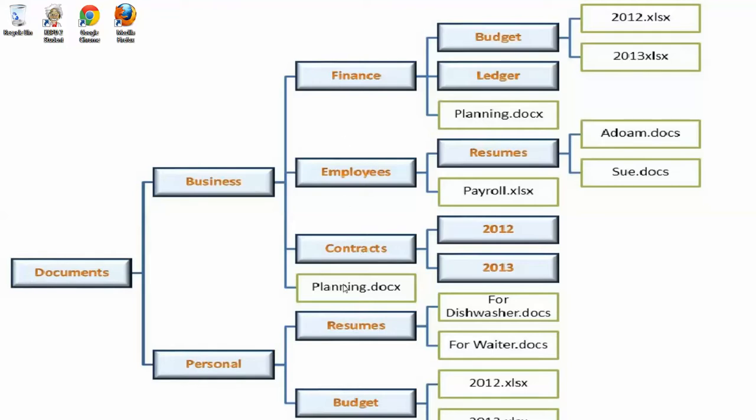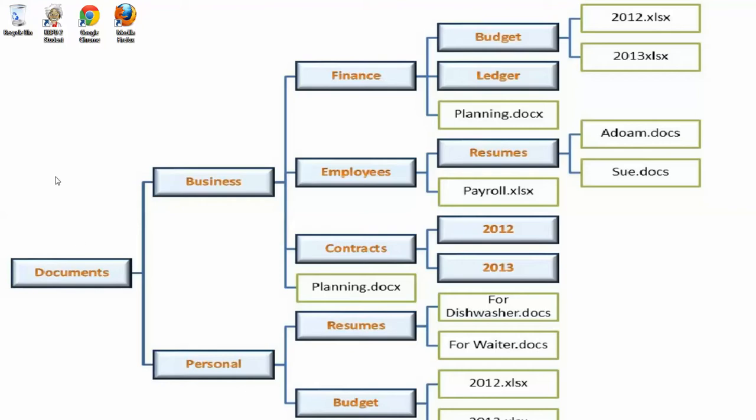On the same level, I have this Word document. And then in the finance folder, I have subfolders called budget and ledger, and a file called planning.docx. And in the budget, I have 2012.xlsx and 2013.xlsx. You can kind of see that these are budget files about finance and business.